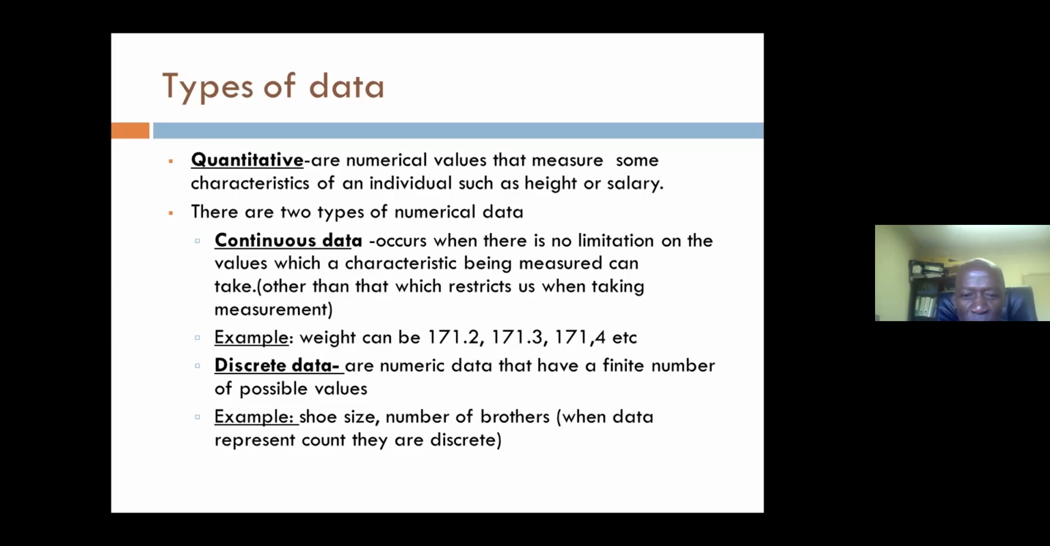And discrete data is also numeric data that is usually in the form of integers. It's described by a finite number of possible values, for example shoe size, number of brothers. So how do we distinguish continuous data from discrete data? Continuous data, we measure. But discrete data is count data. So when you are dealing with discrete data, you know that you are counting, for example the number of patients seen at a facility on a given day.